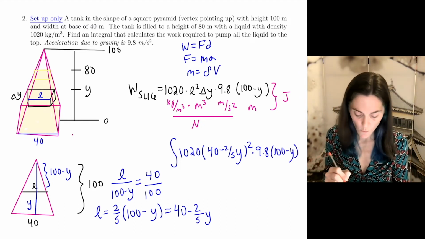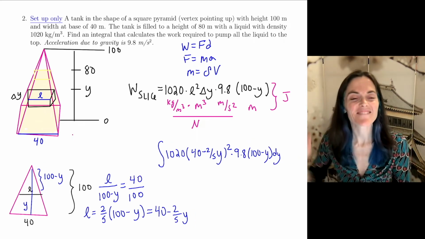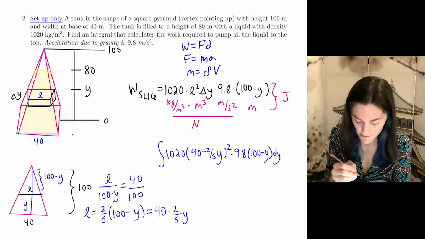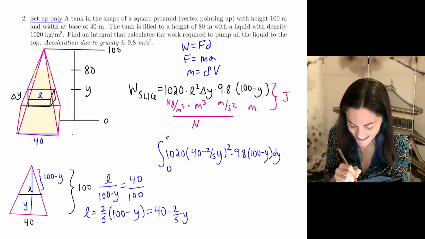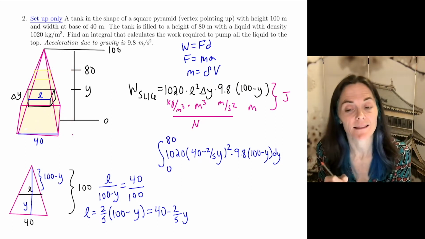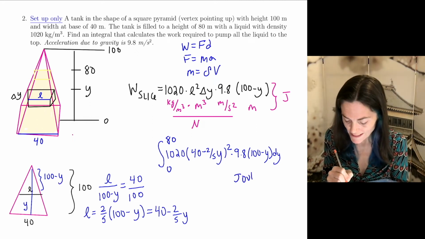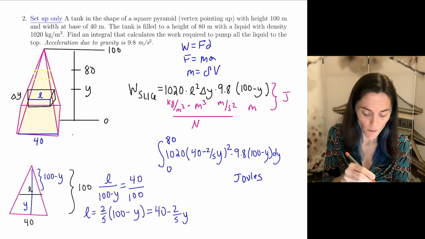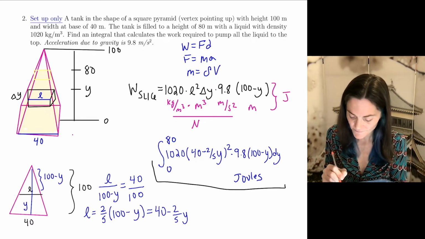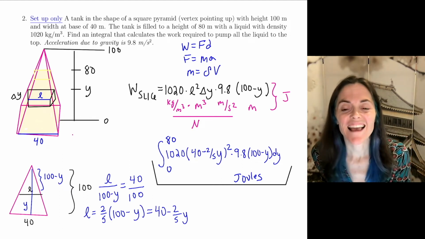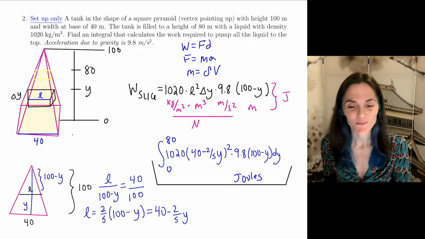And then dy. Finally, my liquid lives between 0 and 80, and so my limits of integration are 0 and 80. And this is in metric, so this is in joules. In fact, I checked my units when I wrote down the work for a slice. And so this is number 2.